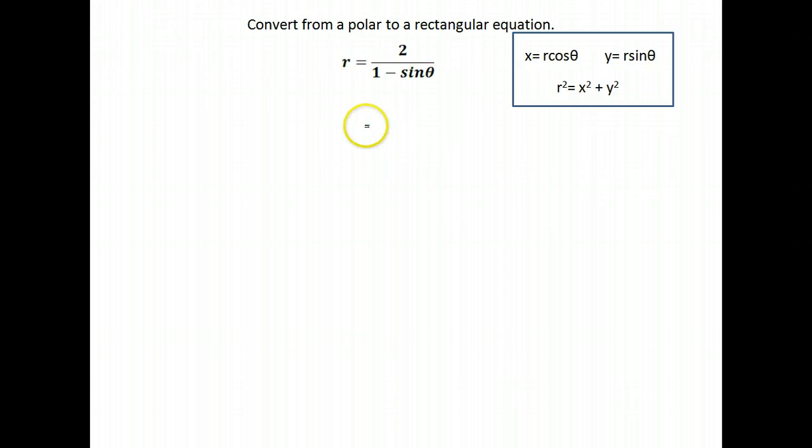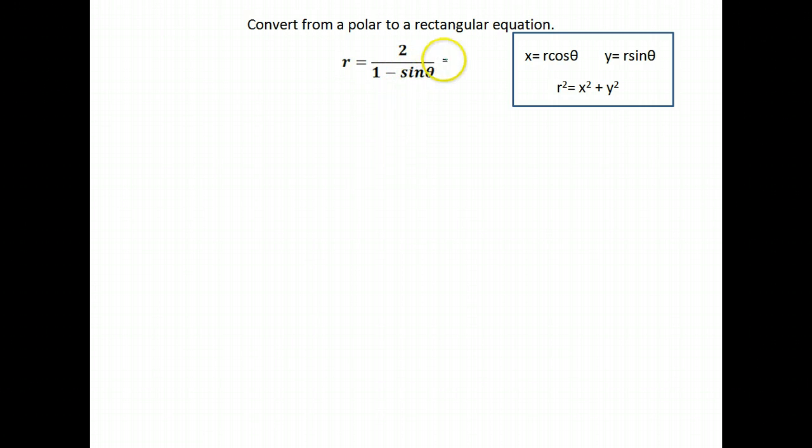All right, here's one last example. We want to convert r equals 2 over 1 minus sine theta to a rectangular equation. Okay. Well, the first thing I notice is that I have a problem: I have just a plain r here. I also have the problem that there's no r with my sine. I also have a fraction.